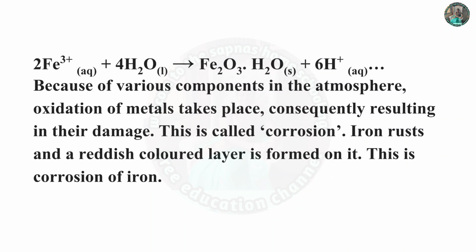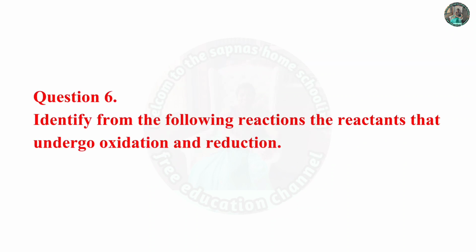Consequently, resulting in their damage. This is called corrosion. Iron rusts and a reddish colored layer is formed on it. This is corrosion of iron.